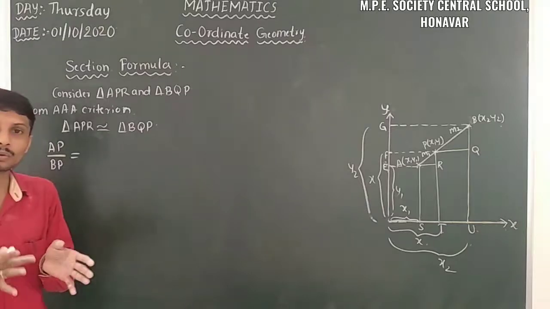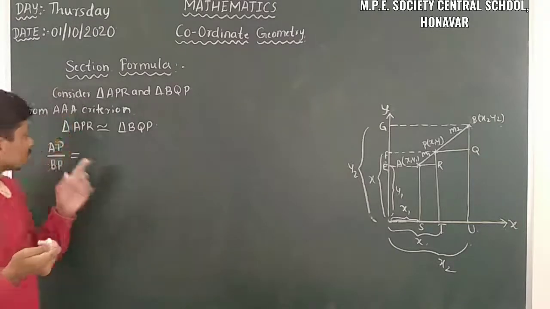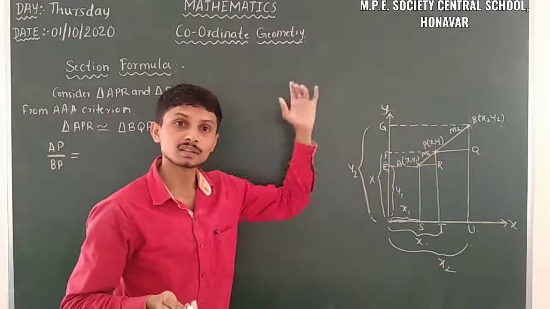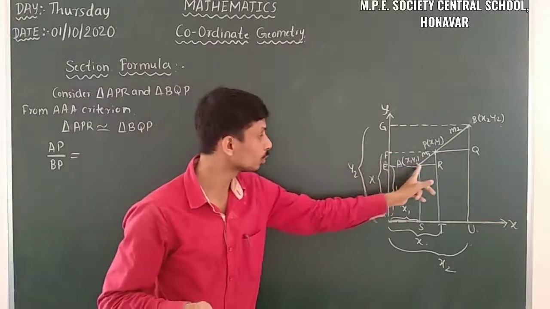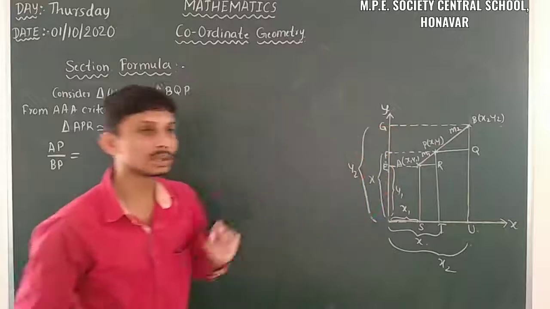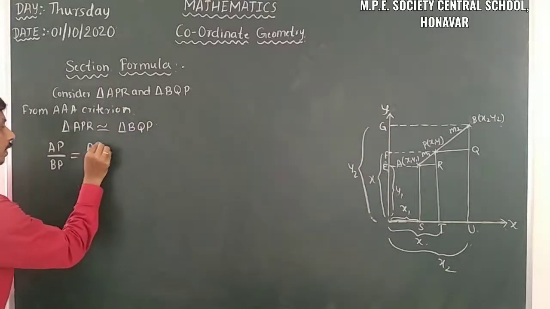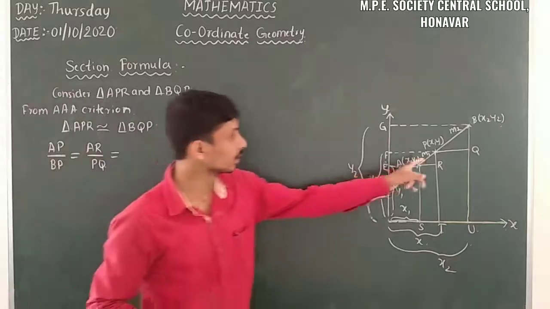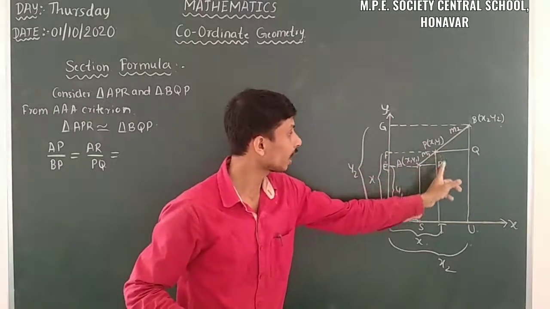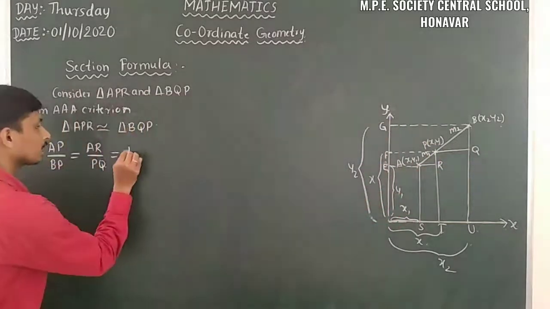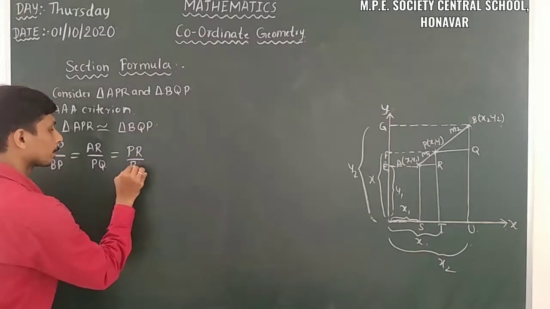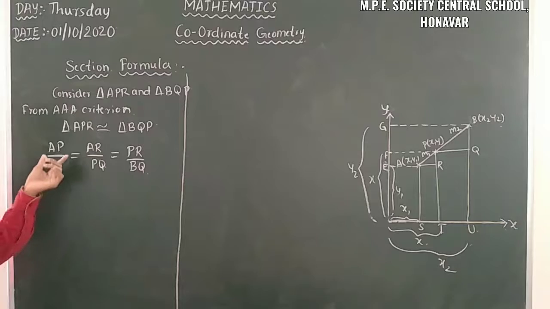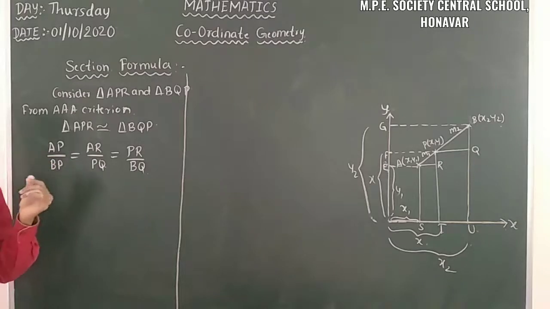So corresponding sides, I hope you know in the 9th standard. So AP by BP, we can take those two sides. The ratio of those two sides is equal to AR by PQ, which is equal to PR by BQ. Yes. So here we know AP by BP is equal to m1 by m2.